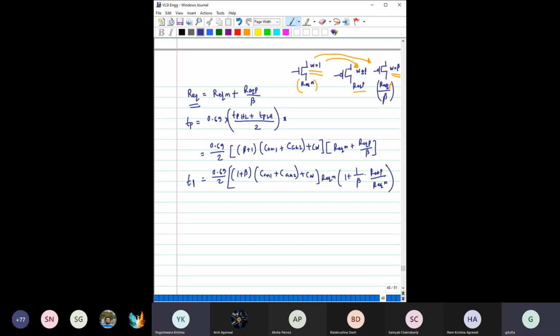So this is TP. Now, if I say that, let us write R is equal to R equivalent of P by R equivalent of N, right? Then, could you please say what this R is? If this R is the equivalent, it means this is the ratio of the equivalent resistance of PMOS by the equivalent resistance of NMOS.